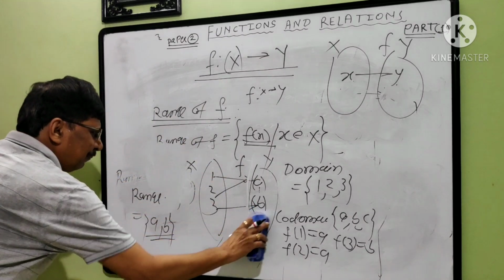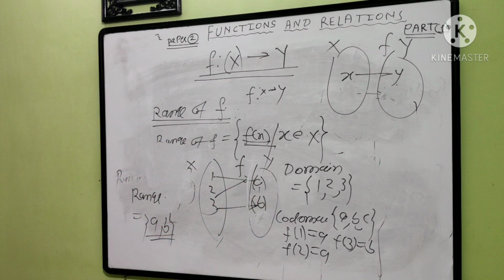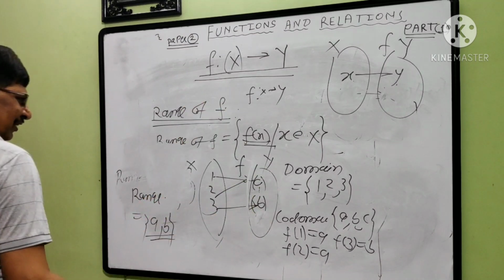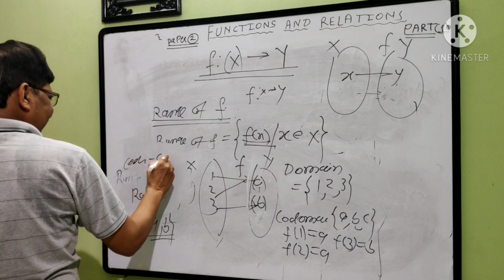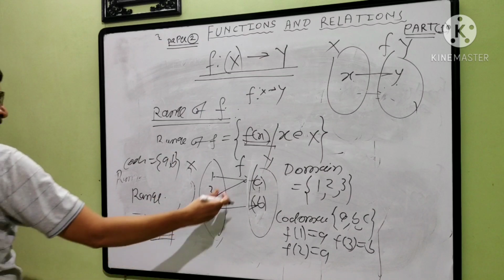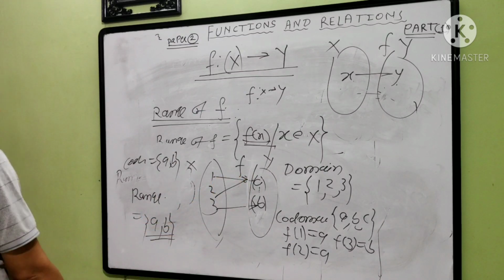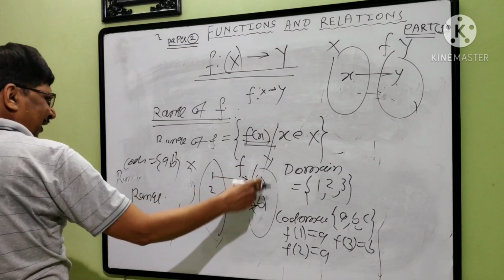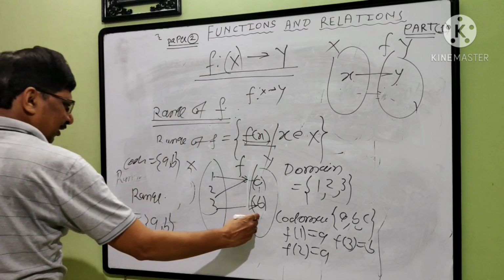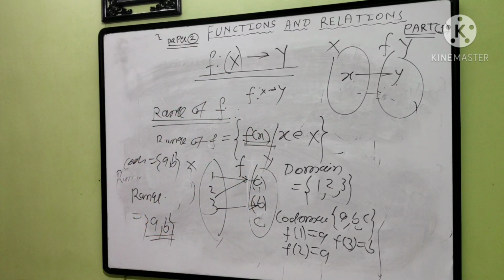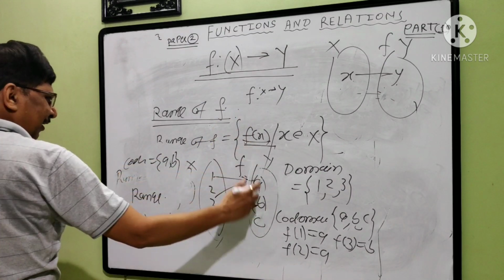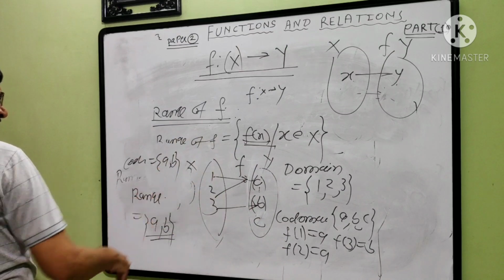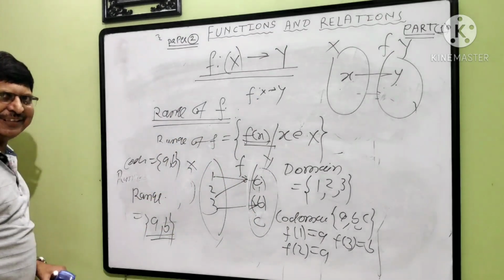But suppose this is the example. Then definitely codomain and range are the same. Now you will say, sir, codomain is AB. Codomain is AB, range is also AB. But these two concepts are different. Codomain and range may be the same, but not always. In the codomain there can be extra elements, but in the range only those elements will come which are related. Is it clear?